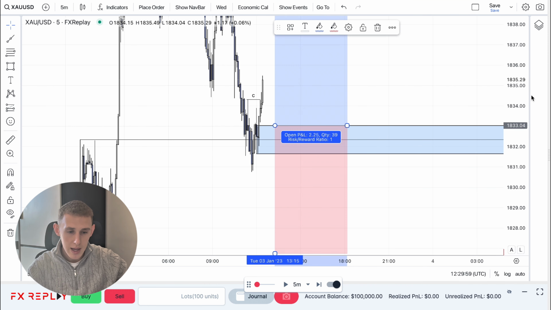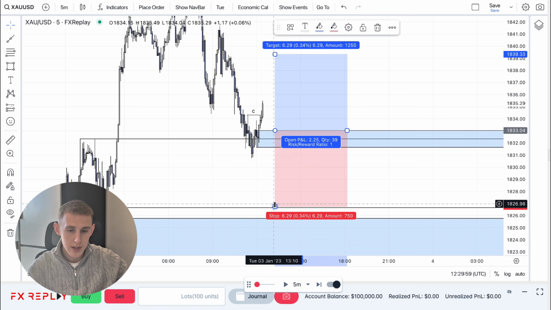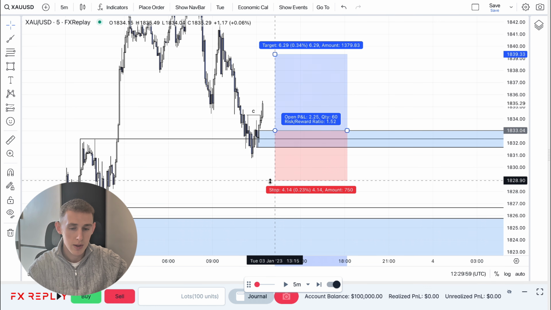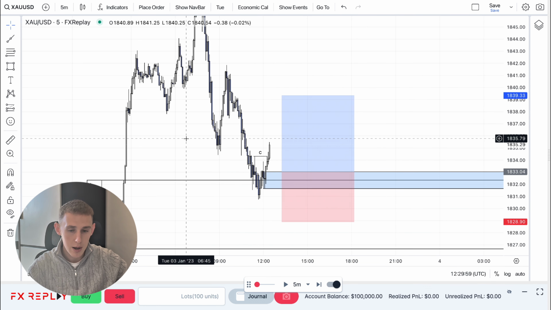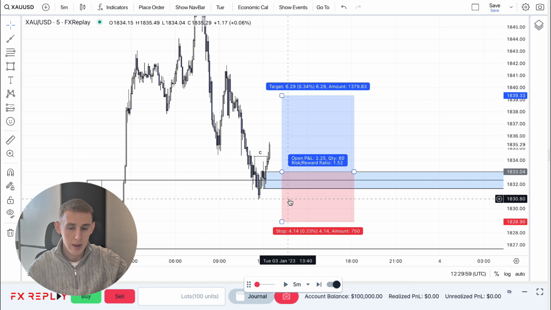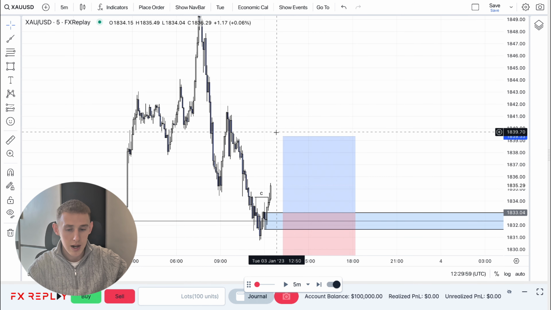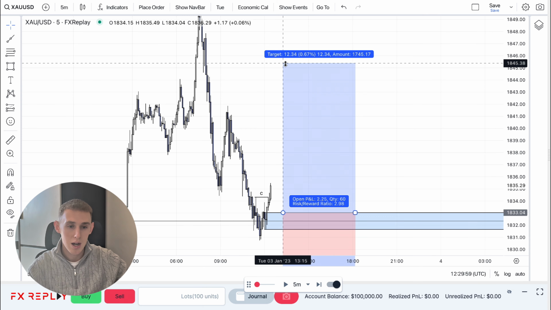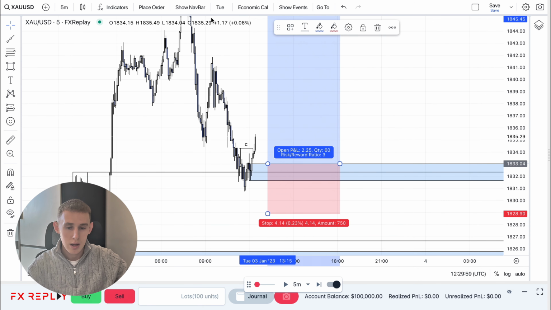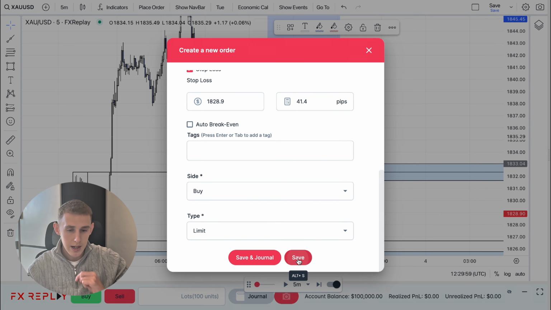I'm going to have a slightly more conservative stop just in case price wants to come back down, sweep this low, and then continue up. You see gold do that a lot. And like I said at the start of the video, we're going to just mechanically target a 1 to 3. And there we go. Let's see if we get tagged in.